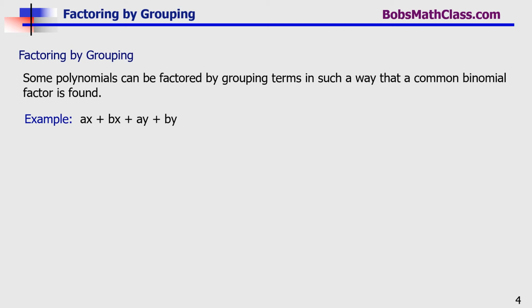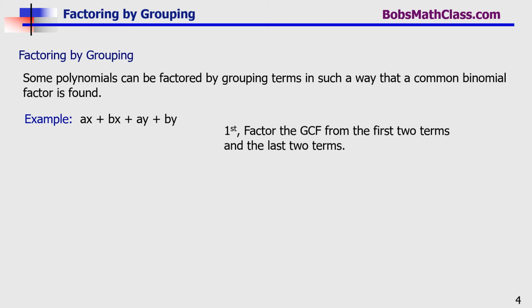Some polynomials can be factored by grouping terms in such a way that a common binomial factor can be found. So here's our first problem, ax plus bx plus ay plus by. There's 4 terms. If you notice, all 4 of them do not have a common factor. There's nothing that they all have in common. So what we're going to do is we're going to group it.